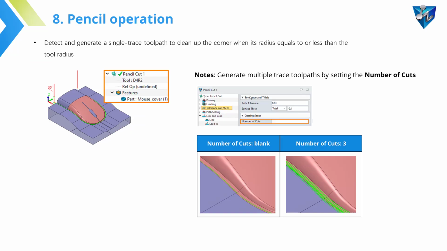Like corner finish, it is also an operation for corner finishing. It will detect and generate a single trace toolpath to clean up the corners when its radius is equal to or less than the tool radius. If we want to generate multiple toolpaths, we need to set a number of cuts value.